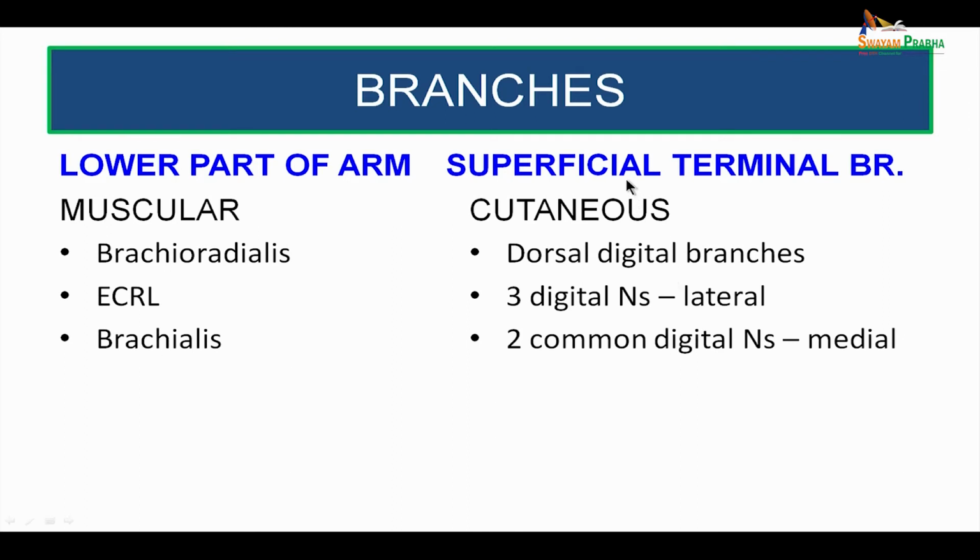The superficial terminal branch is entirely cutaneous. It gives off dorsal digital branches which are 5 in number, of which 3 are entirely digital nerves to supply both sides of the thumb and the lateral side of the index finger. Then there are 2 common digital nerves which supply the contiguous sides of the index and middle finger, then the middle finger and the ring finger.